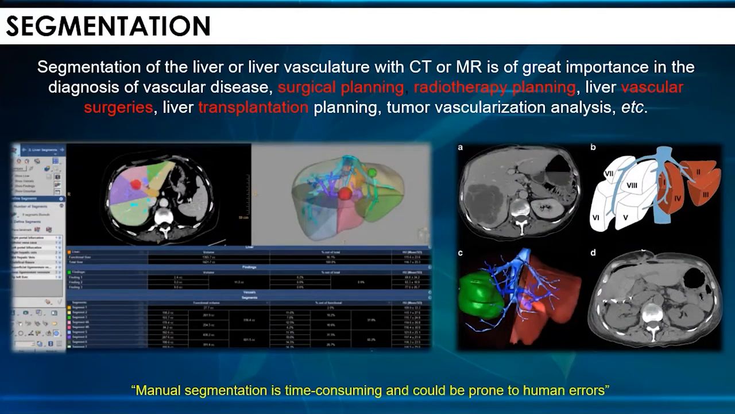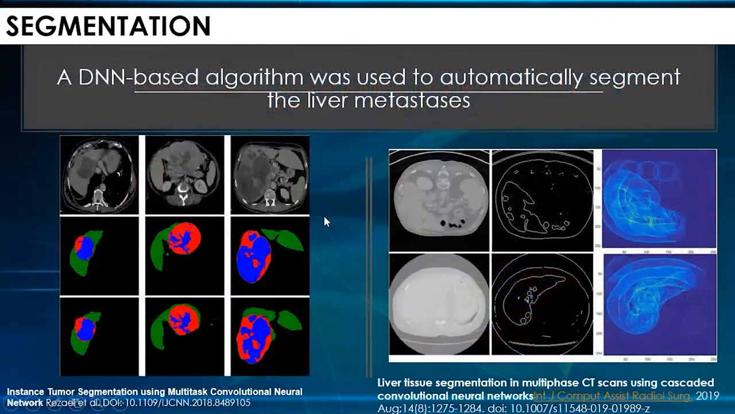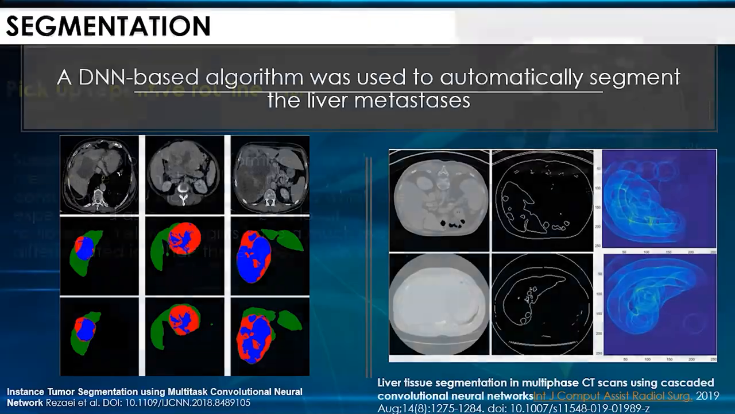But finally, we do not forget the manual segmentation is a really time-consuming process and it could be prone also to human error. But there is a lot of paper that describe the possibility of deep learning system to recognize metastatic lesion and automatically segment the lesion and then automatically convert it in a radiotherapeutic planning treatment. So we have a lot of application regarding the segmentation.